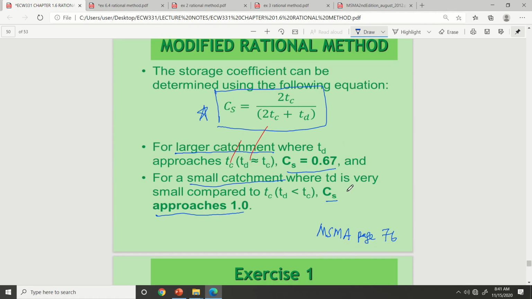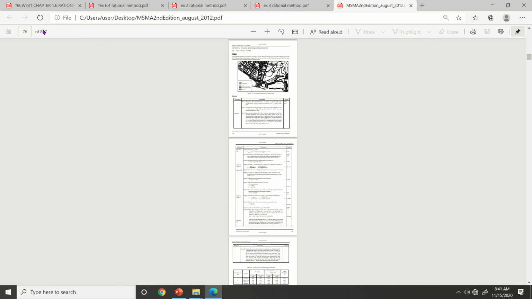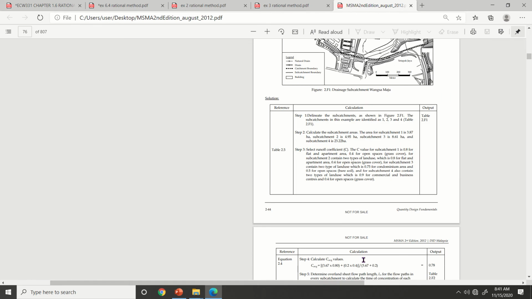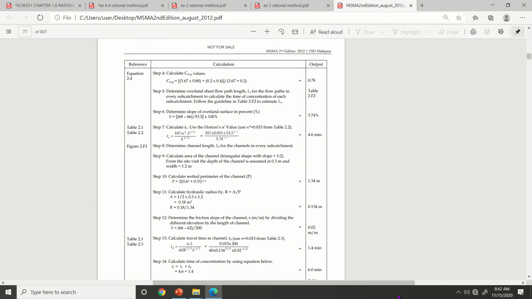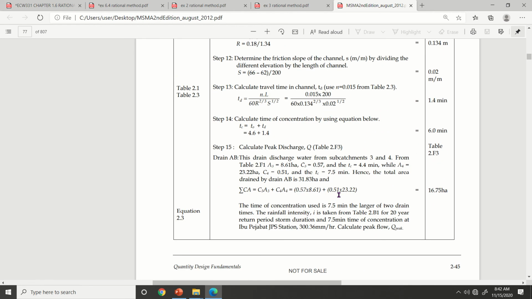This CS you can find from MASMA. I downloaded this one from Google. You can get it in MASMA second edition, page 76. You can see that this is the method of how to calculate. TC is equal to T0 plus TD. Alright, so this is the method.